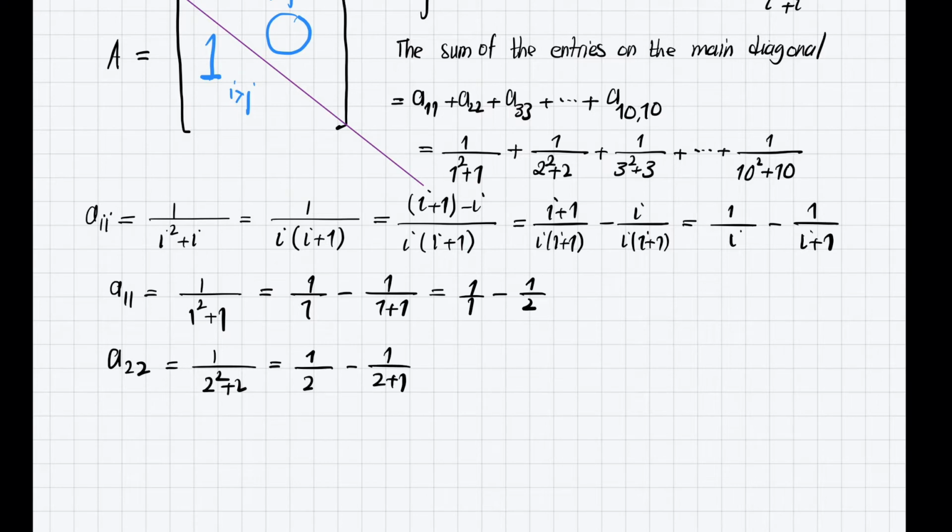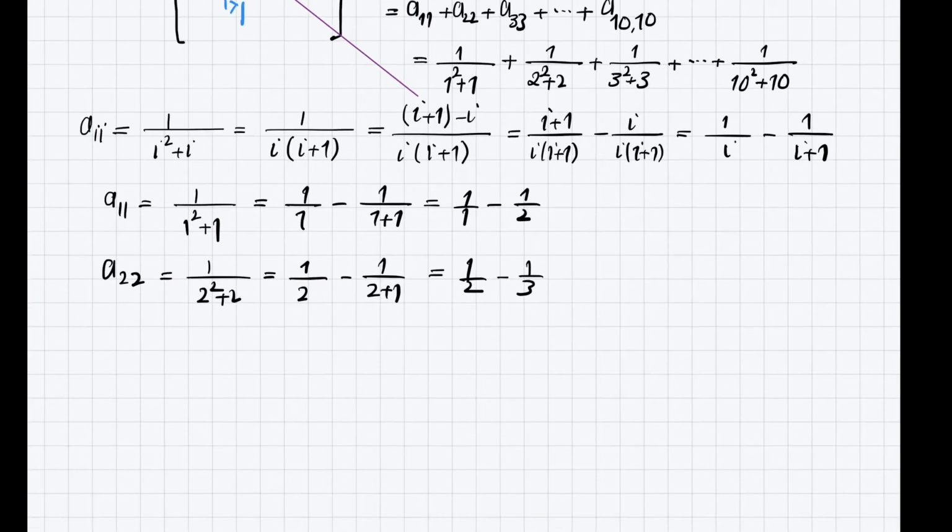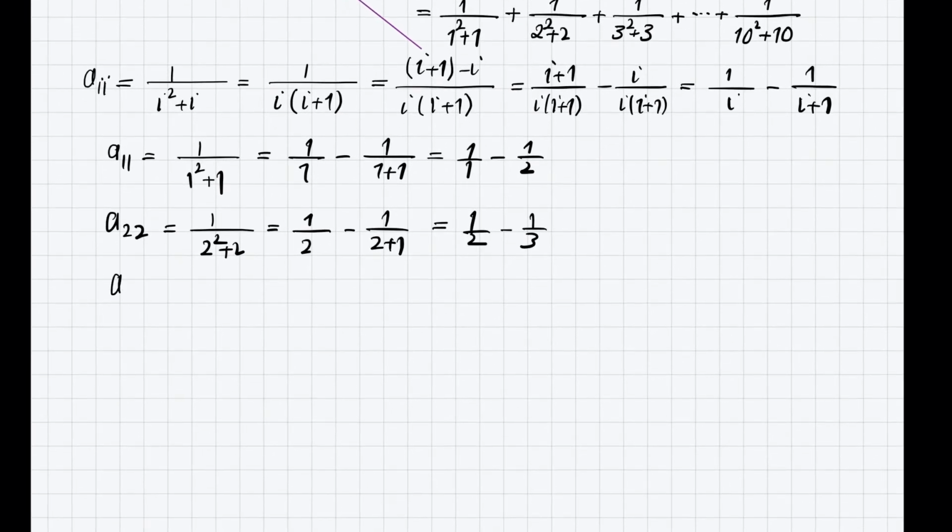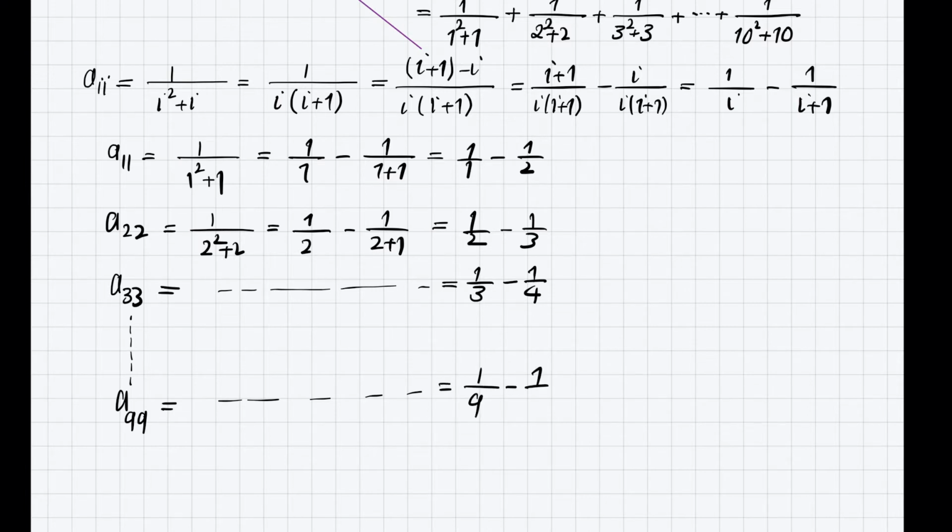So what I am doing here, I am plugging 2 instead of i, and this becomes exactly 1 over 2 minus 1 over 3. And the next one, A33, for the same reason you can continue, you reach 1 over 3 minus 1 over 4. And if I continue this list, for example, I reach A99, this also becomes 1 over 9 minus 1 over 10. Why?